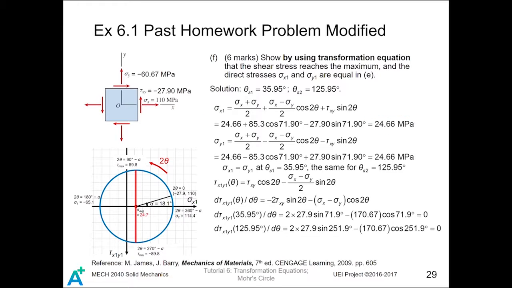To show that the shear stress reaches the maximum, you are going to use the transformation equation in this way. First, you have your transformation equation, then differentiate it with respect to theta. You will get this expression. Then you substitute the values of theta s1 and theta s2 into d tau d theta. If the result is 0, then you have successfully verified that what you have found is the maximum.